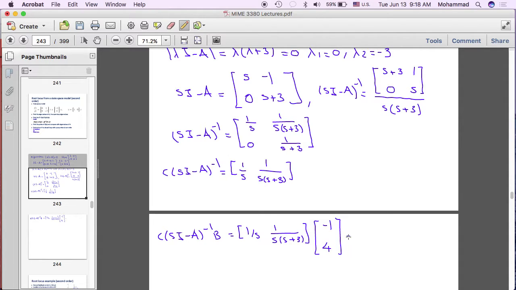So this becomes -1 over s plus 4 divided by s times s plus 3. So this becomes equal to, s times s plus 3 will become the common denominator. So s times s plus 3. So here we have minus s plus 3 plus 4. So this becomes 1 minus s.